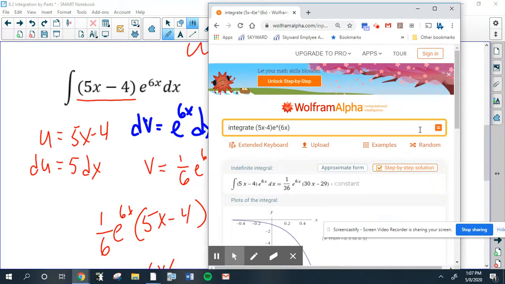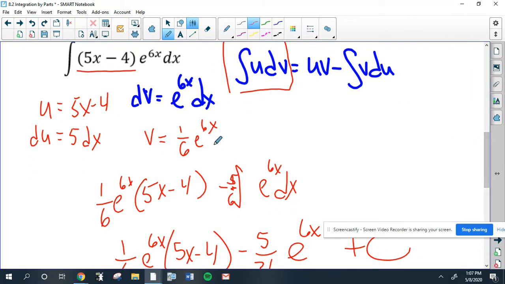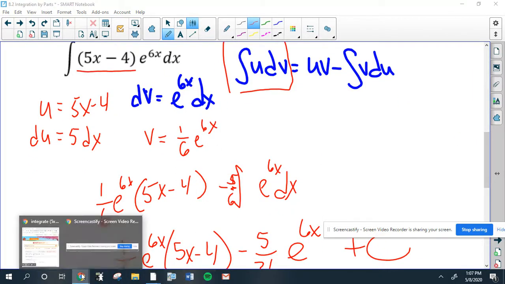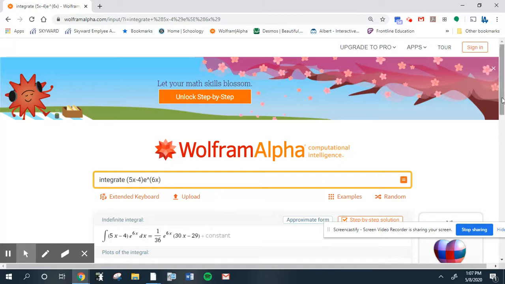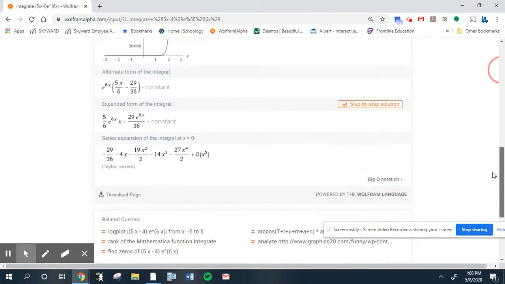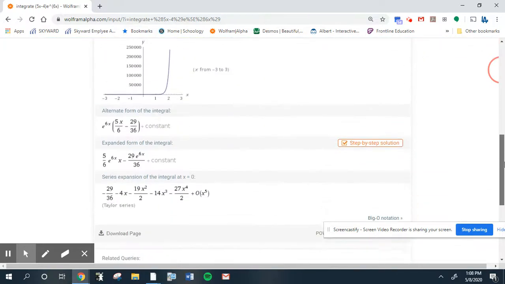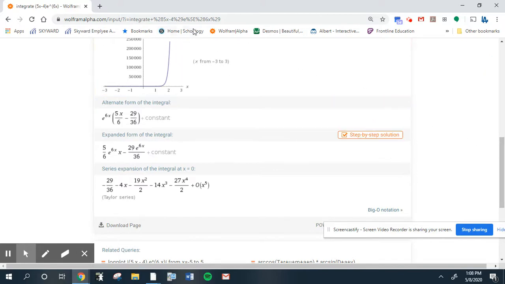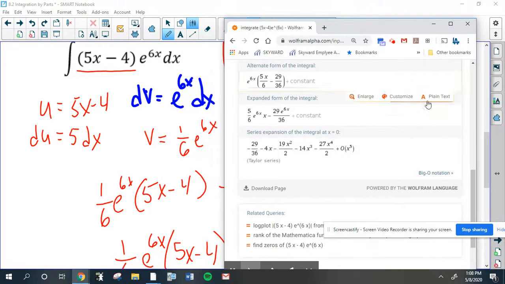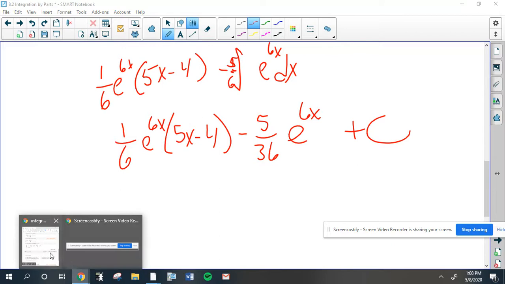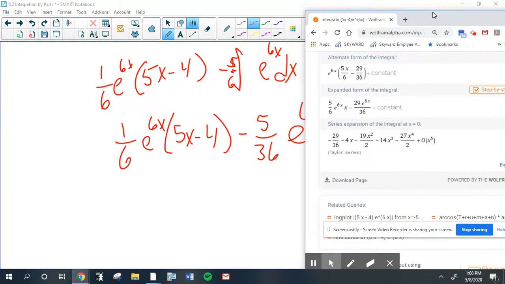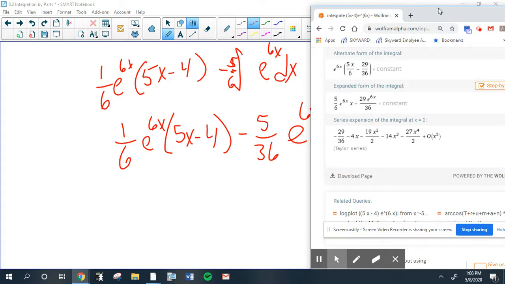They did. And the answer is 1/6 times the quantity 30x minus 29. So Wolfram Alpha did simplify it. I'm looking for other forms. Here are other forms down here. So if you want to check your answer and you didn't simplify it, these other forms should work out a little better for you. I'm looking at, I guess, this form right here.